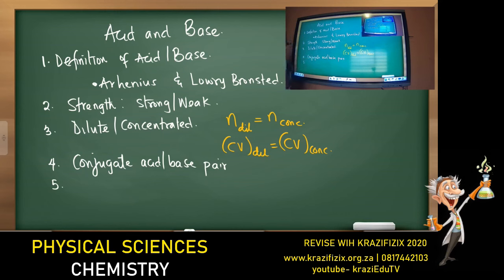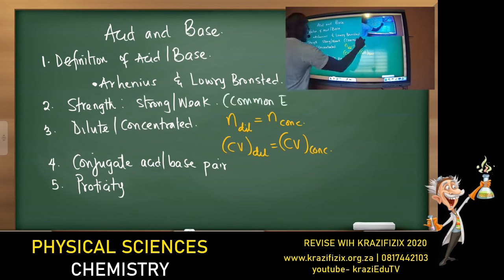Number five, before you even start dealing with calculations, deal with proticity of the acid. You talk about a monoprotic acid, a diprotic acid. We need to know which acids are monoprotic and which ones are polyprotic. And please don't forget common examples here. Make sure you know a few common examples.